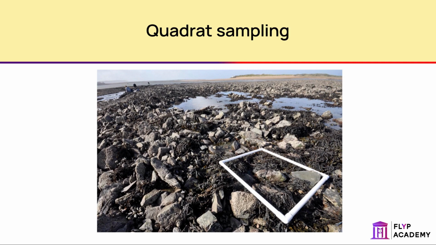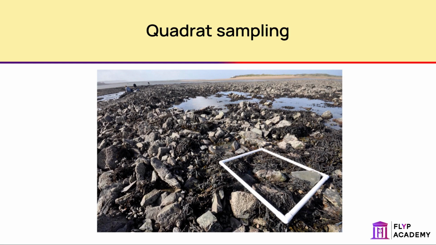Quadrat sampling involves placing a square, usually 1 metre by 1 metre, so 1 metre square, in certain places and counting the organisms of interest within the square. The quadrat can be placed randomly or along a line transect. We will look first at random quadrat sampling.